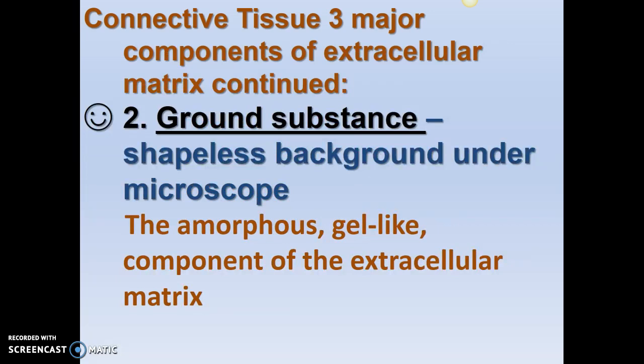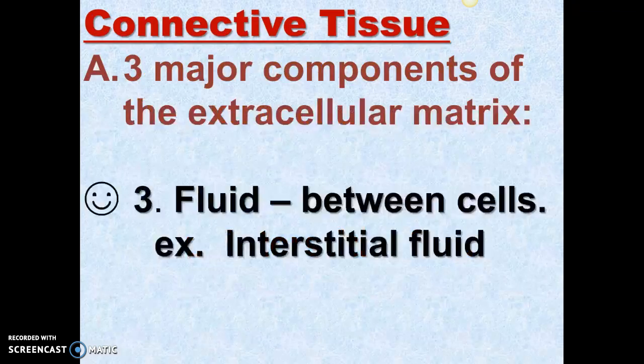All right, so there are three major components again. The second component is called ground substance. Ground substance is what we just call shapeless stuff in the back. You can't really see it. It's gelatinous-like, and it gives it some flexibility as well. And then the third thing rather is fluid between the cells. Blood is a connective tissue with a lot of fluid, the plasma.